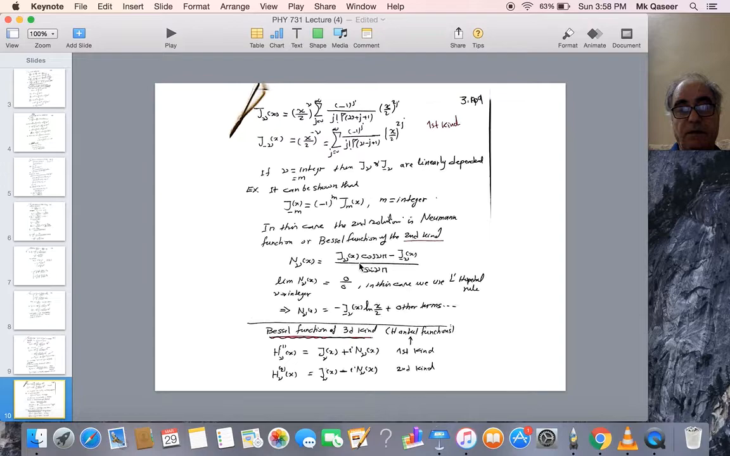Now if we substitute nu as an integer, we take the limit as nu goes to an integer, we get 0 by 0. Using L'Hopital's rule, we get this expression for n sub nu. Now we can make another kind of Bessel functions, which is called the third kind, by a linear combination of j nu and n nu. The first kind, h nu 1, is j sub nu plus i n nu, and the second kind, h nu 2, is j nu minus i n nu. We replace i by minus i. This is the complex conjugate of the first.